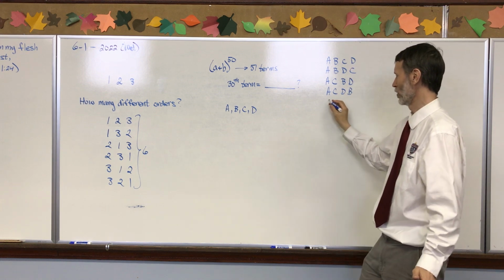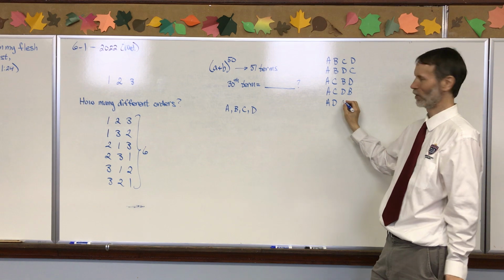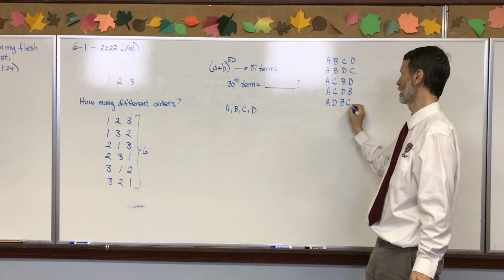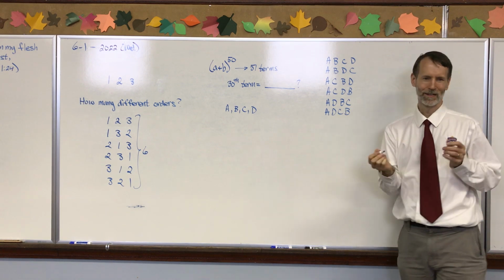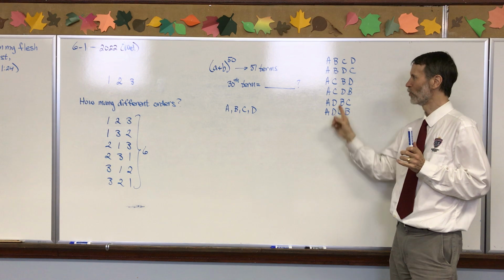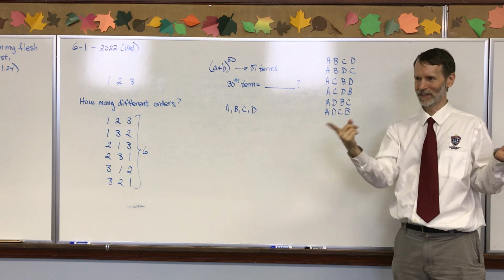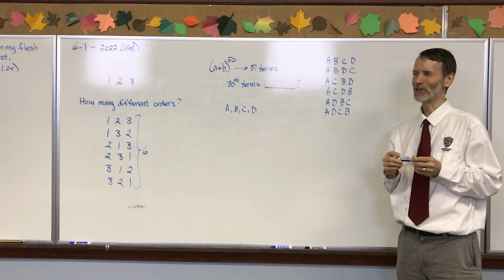What would the next category be? AD. And then what are the two little ones? Yeah, BC, and then AD, CB. Looks like we've run out of options for A being the leader. Anybody have a shortcut? Yeah. How do you get 24?